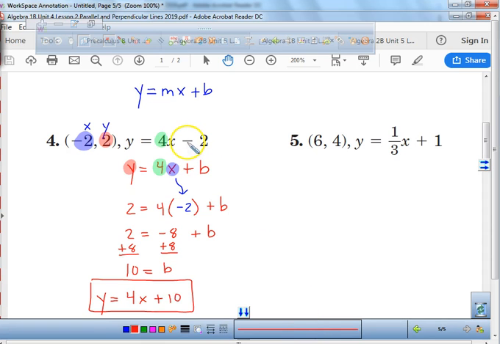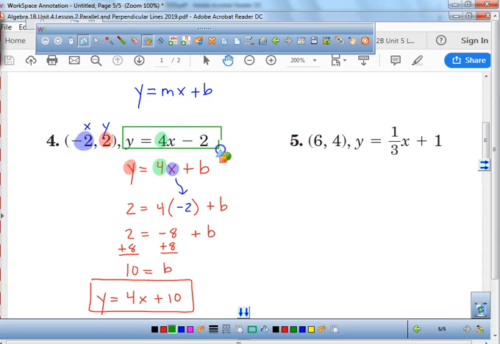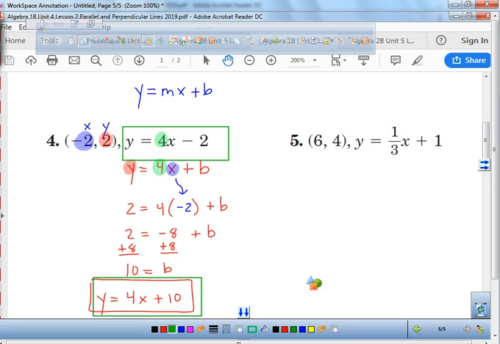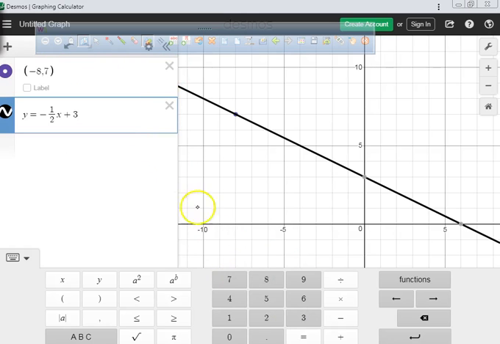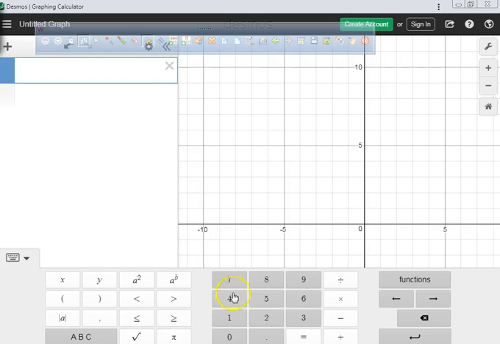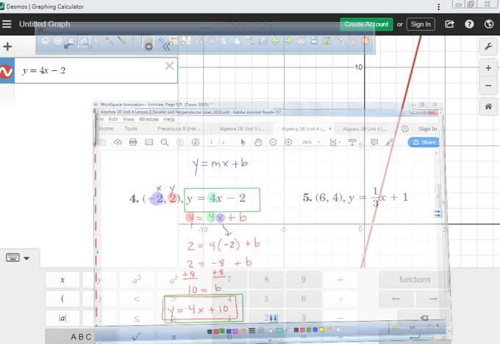Now, this right here, this line that I started with, this line right here is parallel, and it does pass through -2, 2. And I'm going to show you that it does pass through -2, 2. I'm going to use Desmos to show you that I am indeed correct. So our first line was y equals 4x minus, it was -2. Yep, 4x minus 2.